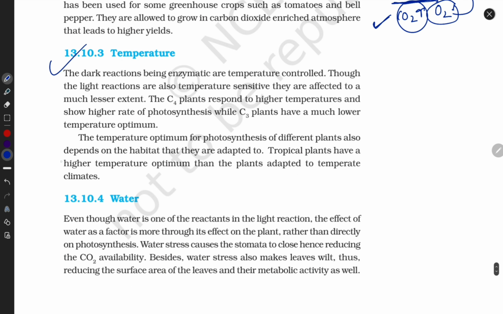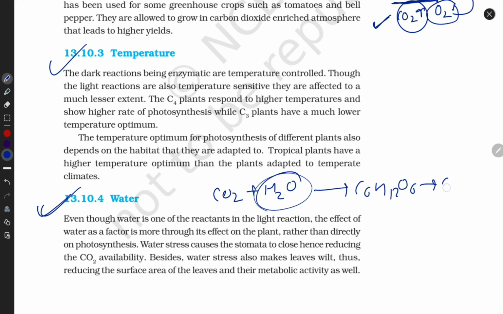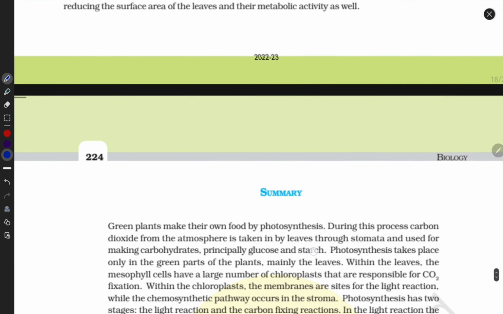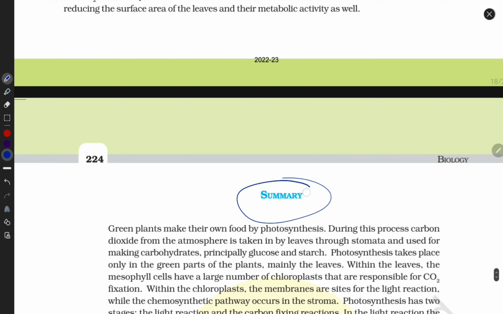Now temperature and water also affect photosynthesis, guys. Temperature is necessary for the plant, and water is also necessary. During this reaction water is required, then we can get food and we can get oxygen, because H2O gives us oxygen. So that's all about this chapter, and your chapter is complete.